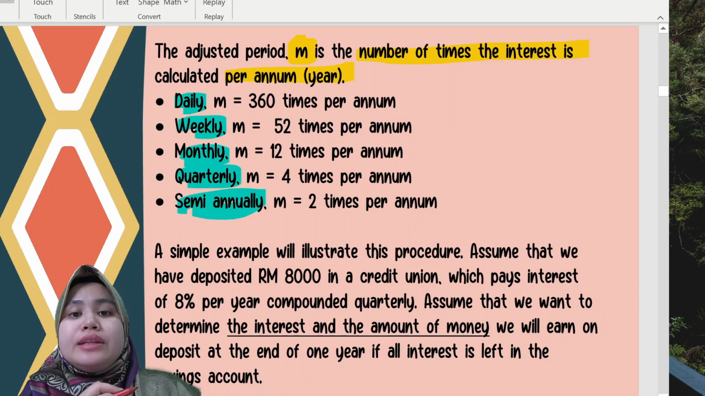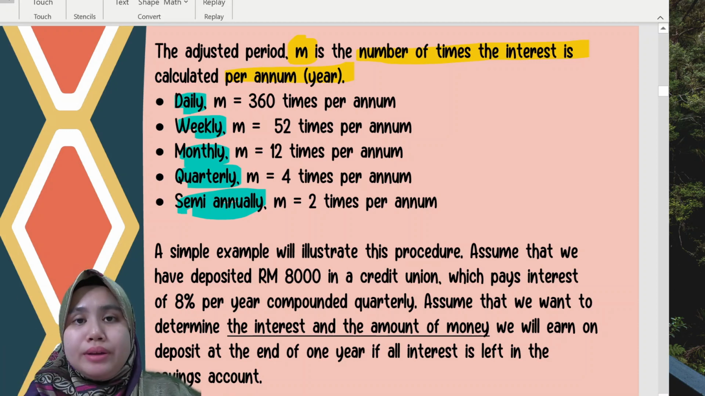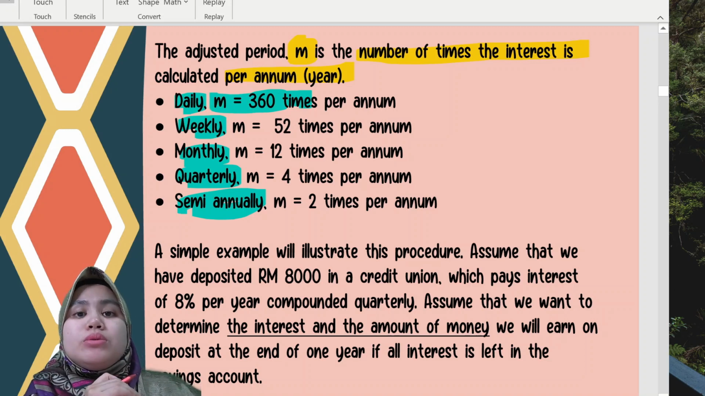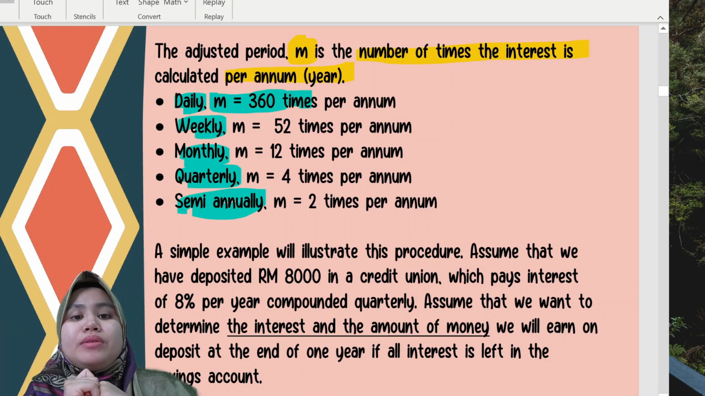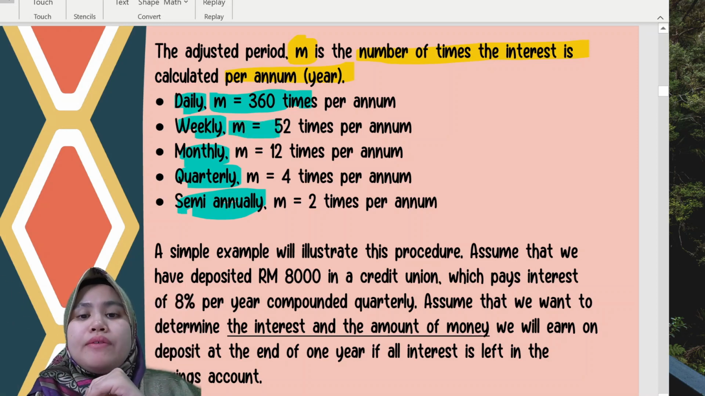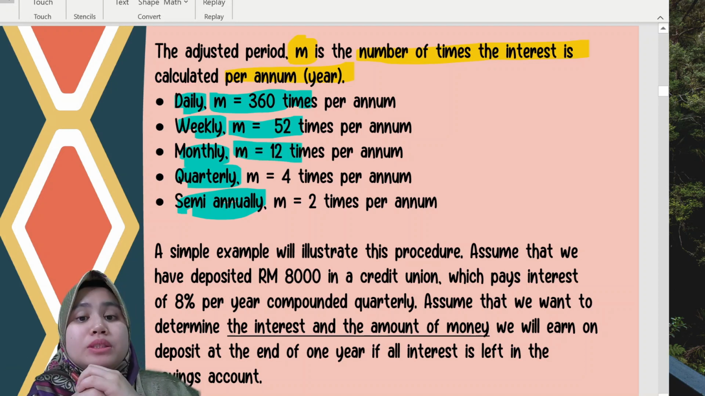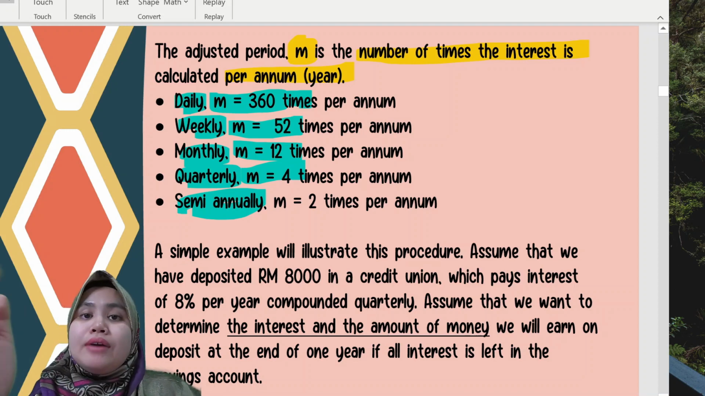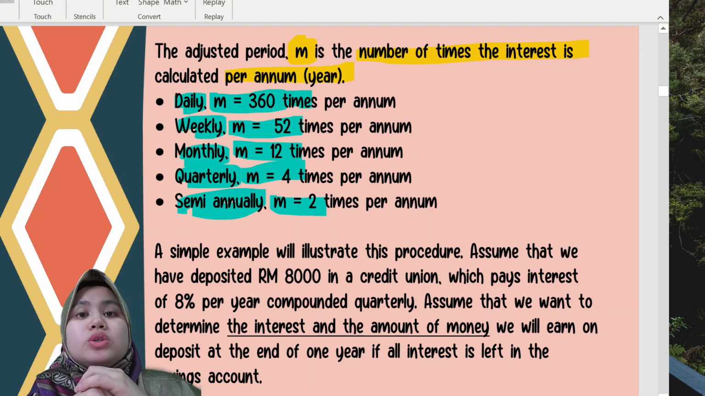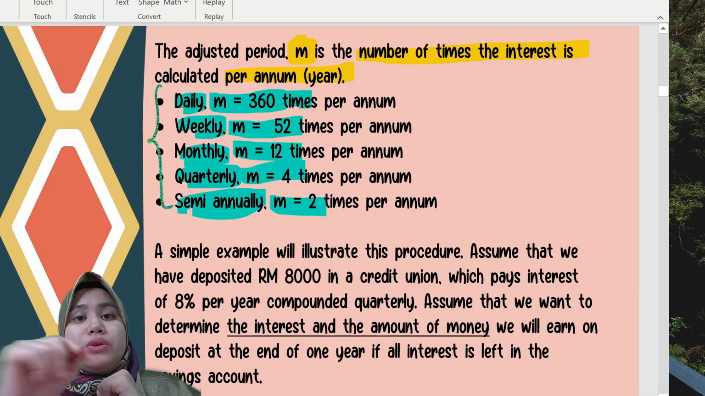You need to know what each means per year. Daily means every day, so we use the ordinary year of 360 days, which means m is equal to 360 times per annum. So if the question has the word daily, you have to use m equal to 360. For weekly, by week, we have 52, so our m is 52. Monthly, we have 12 months, so our m is 12. Quarterly means 4 times per year, so our m is 4. Semi-annually means half a year, so your m is 2 times per annum. So your m depends on the words in the question. You need to take note of that.